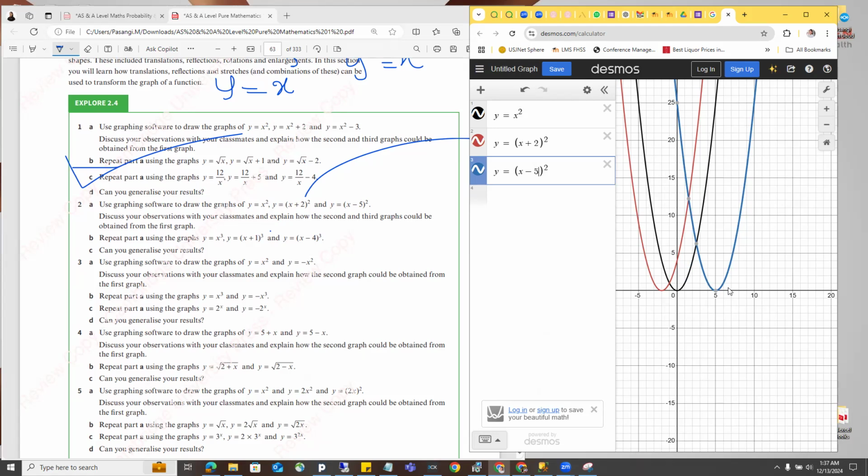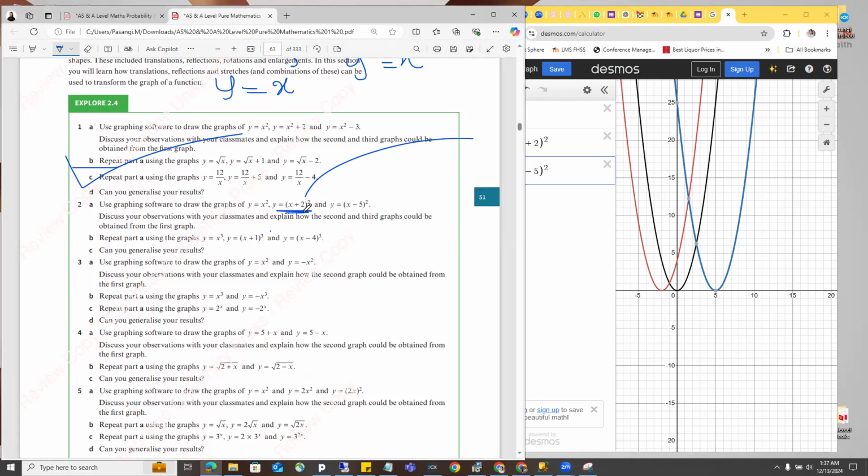Then here, for this black color one, if it's x plus 2 squared now, where has it moved? What do you think? It has moved along the x-axis. Along the x-axis, to the left-hand side or right-hand side? Left. Yes. If it's x plus 2 now, it has been moved to the left. The entire graph has been moved to the left by 2 units.